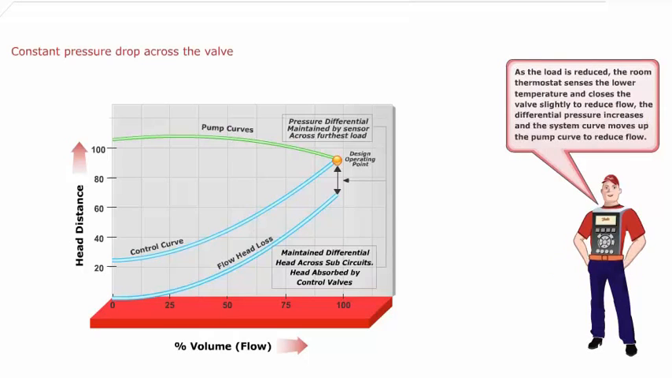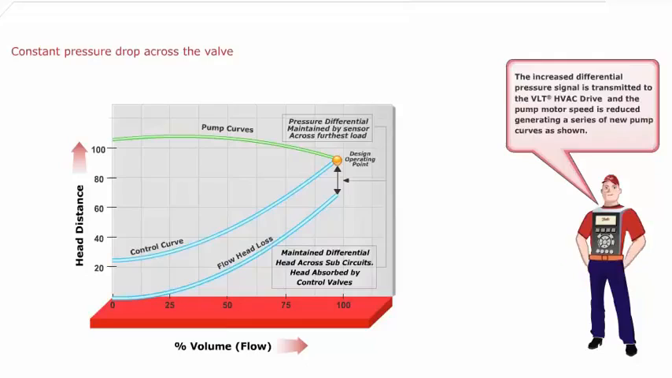As the load is reduced, the room thermostat senses the lower temperature and closes the valve slightly. To reduce flow, the differential pressure increases, and the system curve moves up the pump curve to reduce flow. The increased differential pressure signal is transmitted to the VLT HVAC drive, and the pump motor speed is reduced, generating a series of new pump curves as shown.